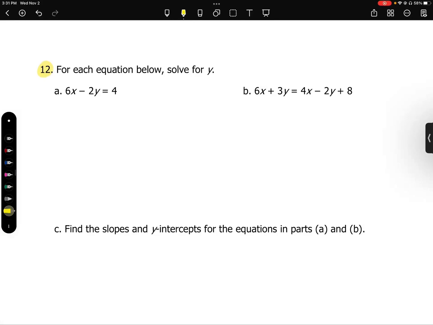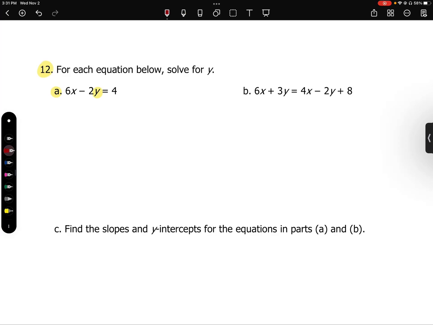All right, problem 12 from the chapter 3 closure. For each equation below, solve for y. So letter A, we have 6x minus 2y equals 4. We want to solve that for y, so we're going to try to get this y by itself.